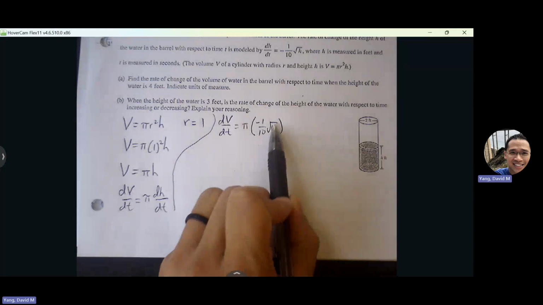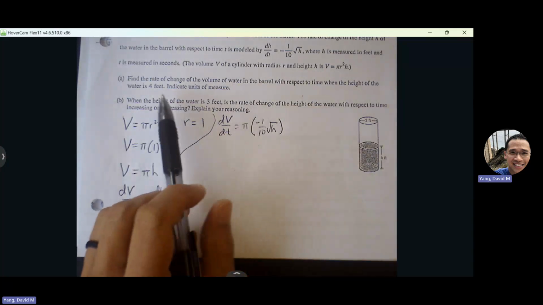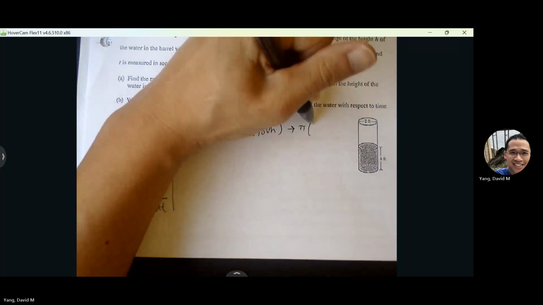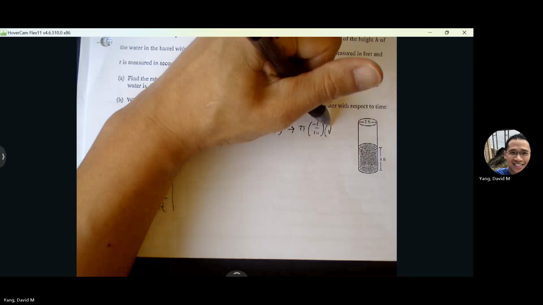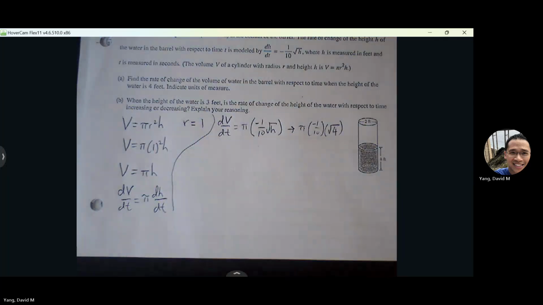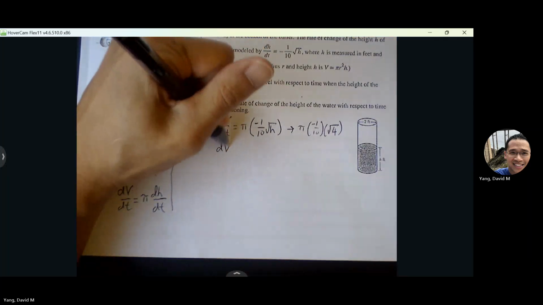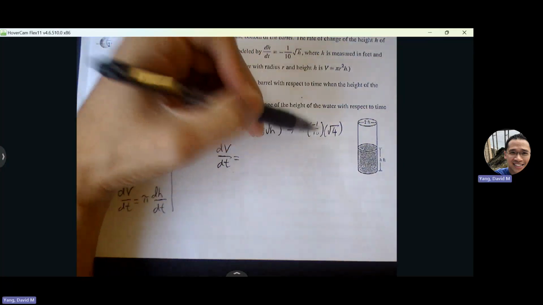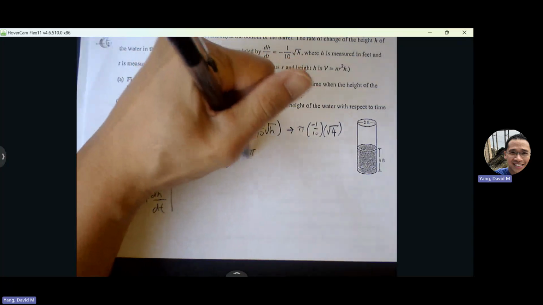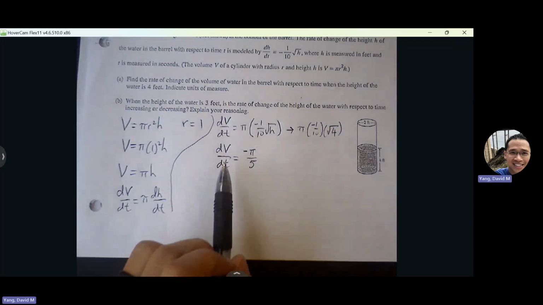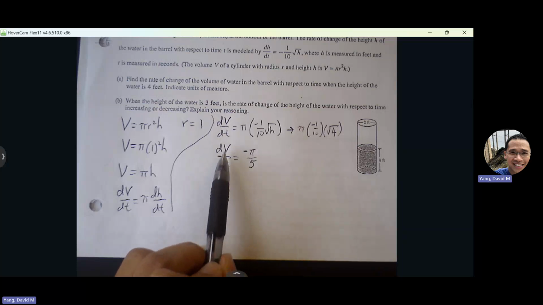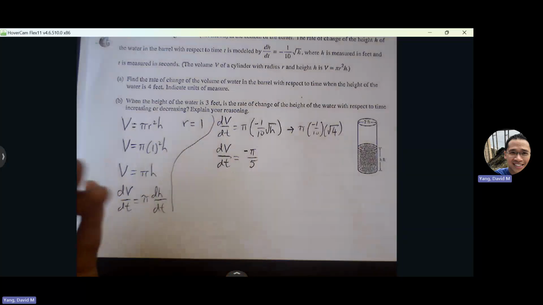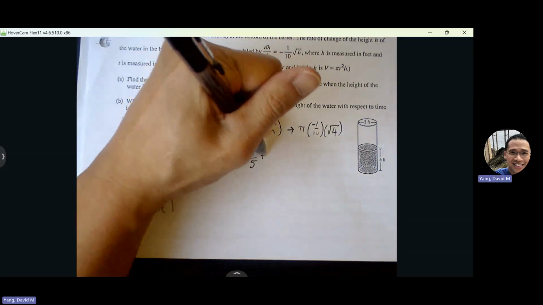And then to find dV/dt, all I need is the h value. I do know that the h value at this moment in time is 4 feet. So plug in 4 for h. Root 4 is 2. Negative 2 over 10 is negative 1/5, or negative pi over 5. And what's our unit? We need volume and time. So volume is in terms of what? 3-dimensional, yeah, cubic feet per second.